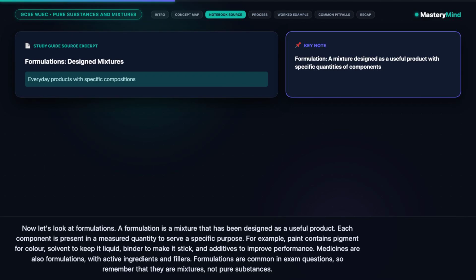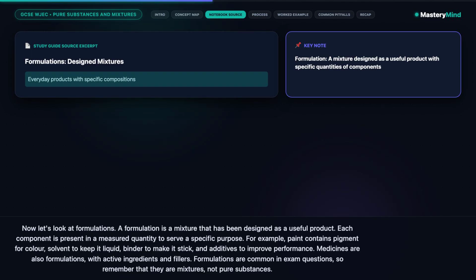For example, paint contains pigment for color, solvent to keep it liquid, binder to make it stick, and additives to improve performance. Medicines are also formulations, with active ingredients and fillers. Formulations are common in exam questions, so remember that they are mixtures, not pure substances.